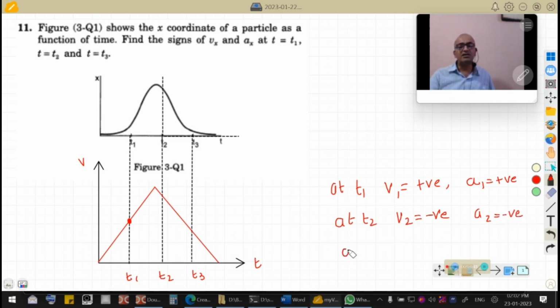And similarly, at T3, velocity is going out to be negative, and acceleration is also going out to be negative. Because only the signs have been asked, we are able to identify them from this. I hope the idea is clear, students.